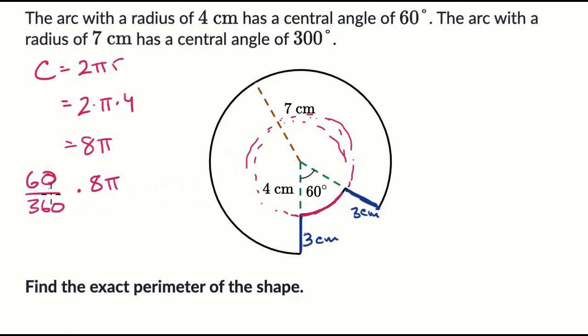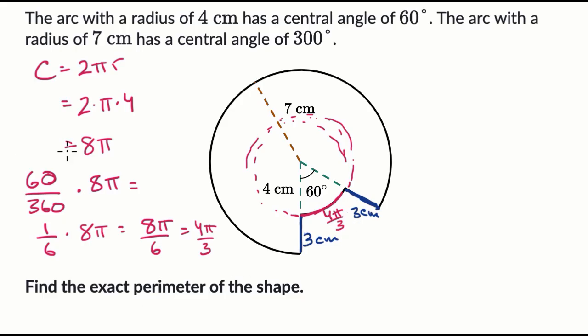So what is this going to be? Well, 60 over 360 is the same thing as 1 over 6 times 8 pi. And so that's going to be equal to 8 pi over 6. And they're both divisible. Both 8 and 6 are divisible by 2. So this gives us 4 pi over 3 centimeters. So this is 4 pi over 3.